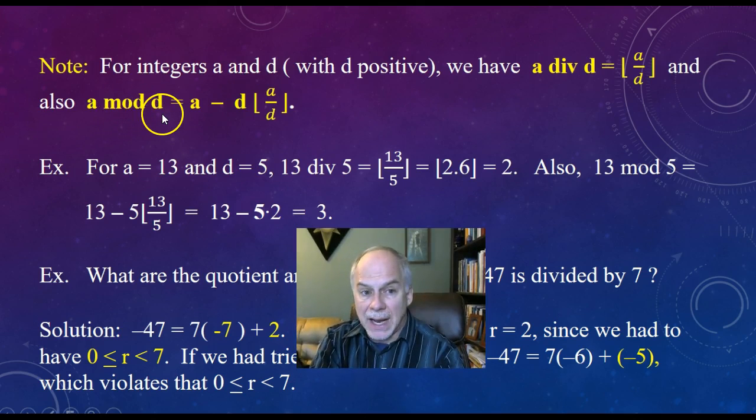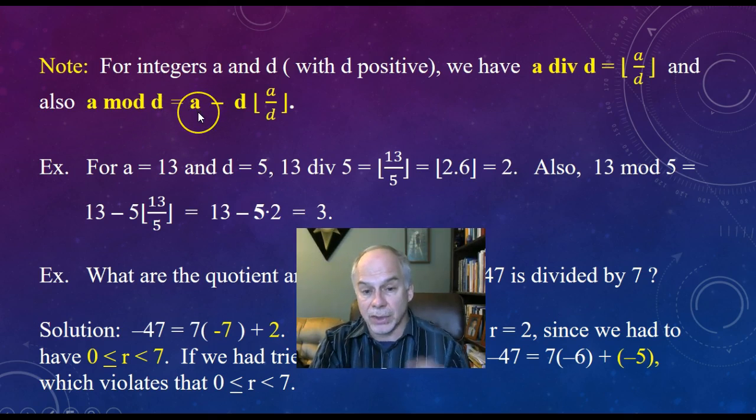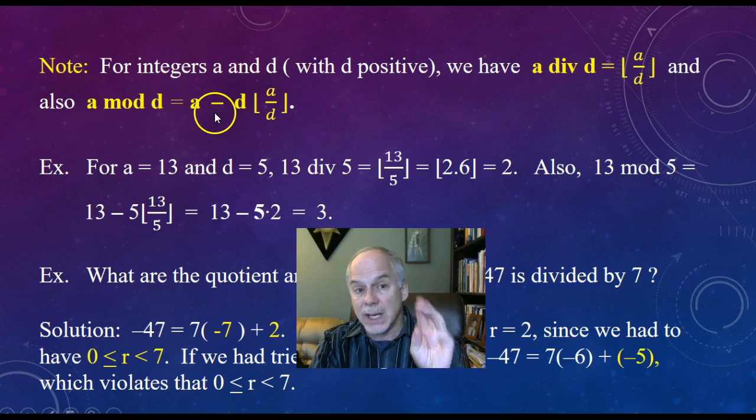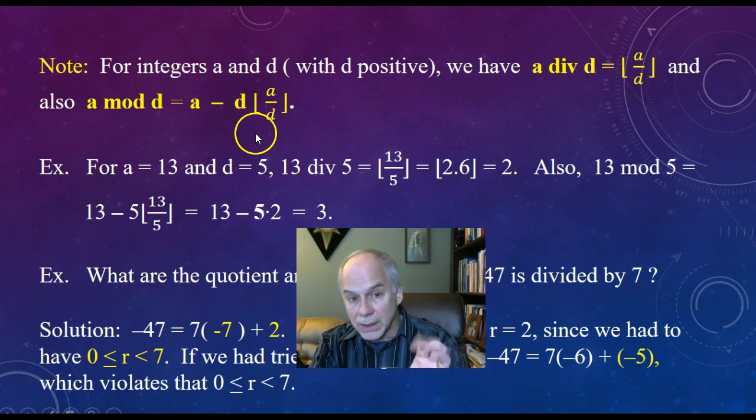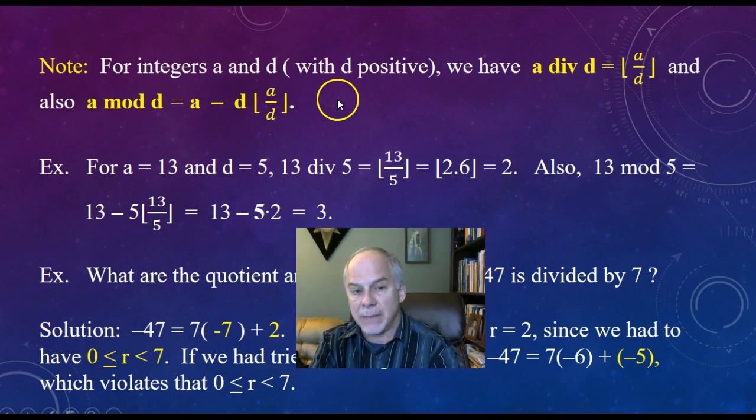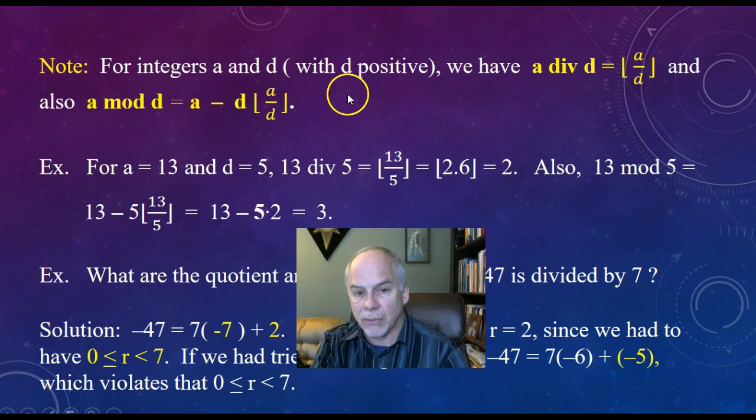And then a mod d, this is the remainder. So you take the original number, in this case 23, and subtract d times that quotient. Well, d was 5 times the quotient, which was 4. That would be 20. And so you go 23 minus 20, which would be 3. Okay, so in the case of a being 23, you get the remainder of 3.